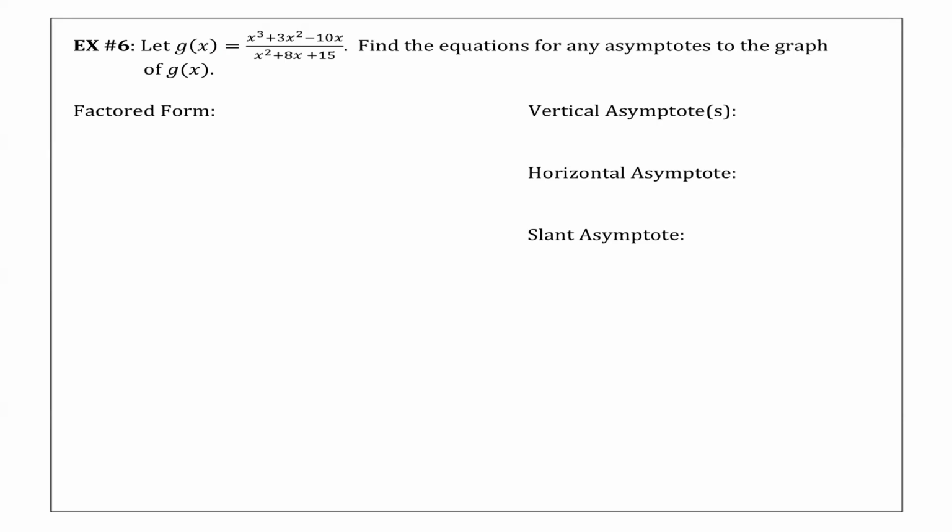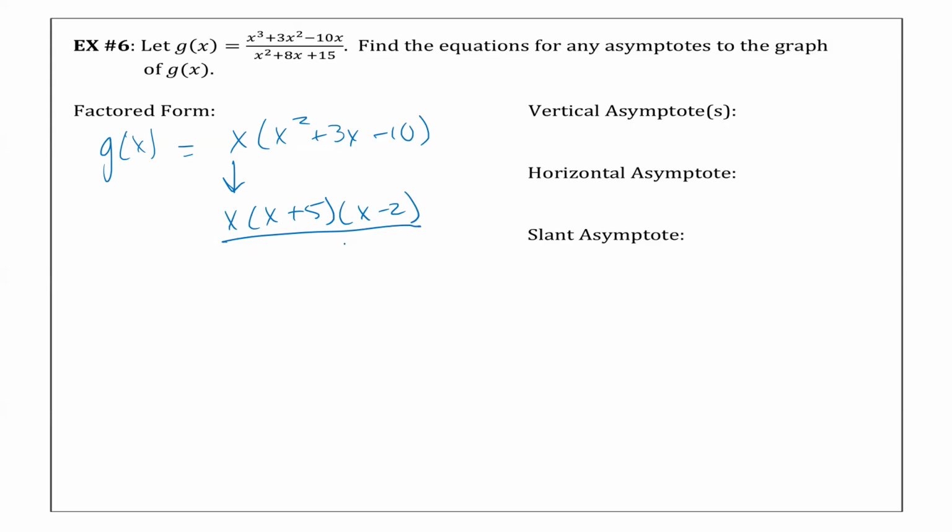Okay. All right. So we're going to do this really quickly. I'm going to factor fairly quickly. Is that okay? So in the numerator, I'm going to take out my GCF, and I'm going to be left with x times x squared plus 3x minus 10. Correct? And that's going to factor down to be what? x times x plus 5 times x minus 2.